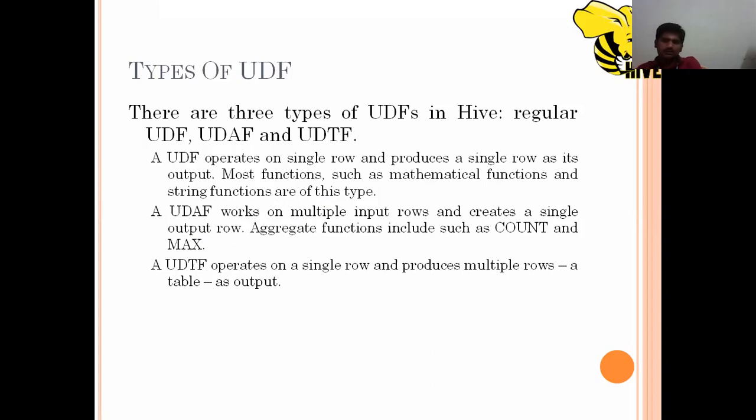So here we have an aggregate function, which includes count and max. So we can find the count and maximum from all the rows. And this one, UDTF, operates on a single row and produces multiple rows of a table as an output. Single row, and it produces multiple. So how can a single row give multiple rows of output?